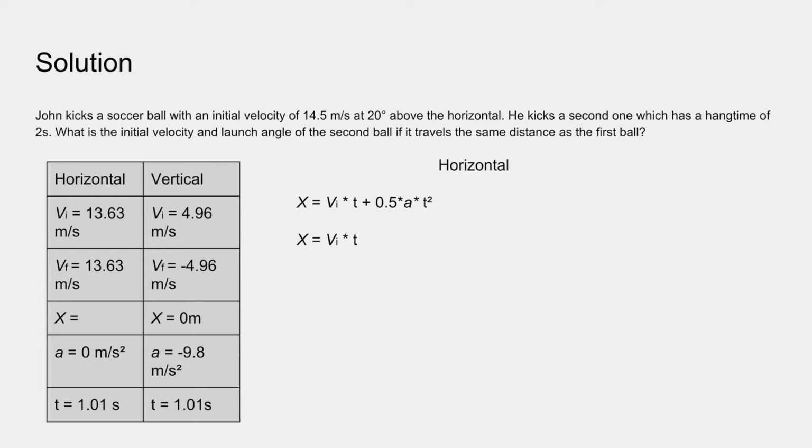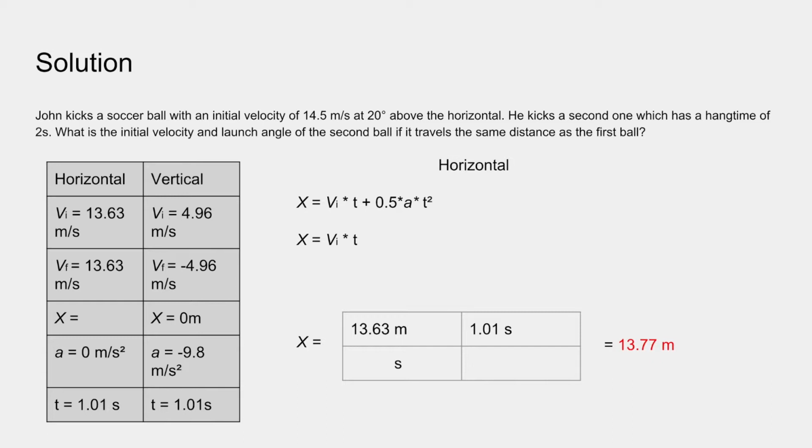So now we have that the displacement equals 13.63 meters per second times 1.01 seconds. Seconds here will cancel. So you're left with 13.77 meters when you multiply 13.63 times 1.01. And this will be the displacement that the first ball travels.